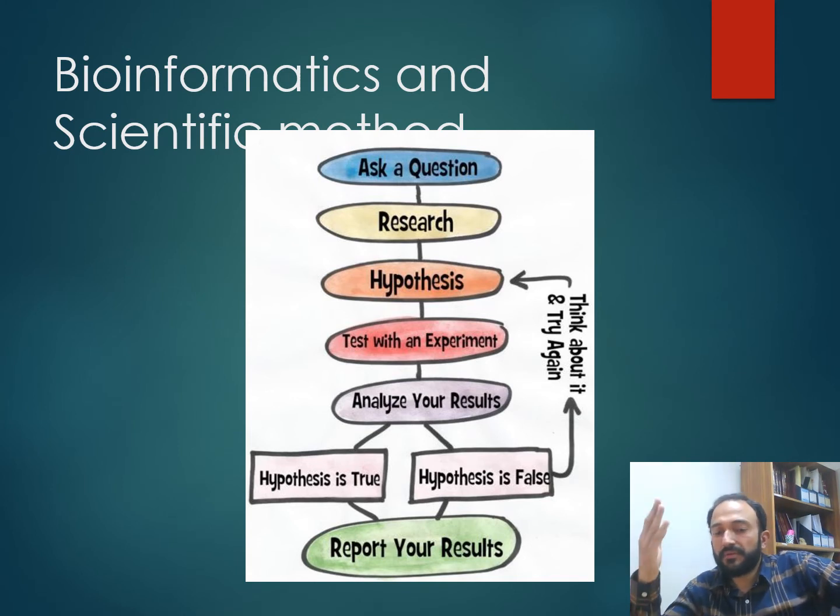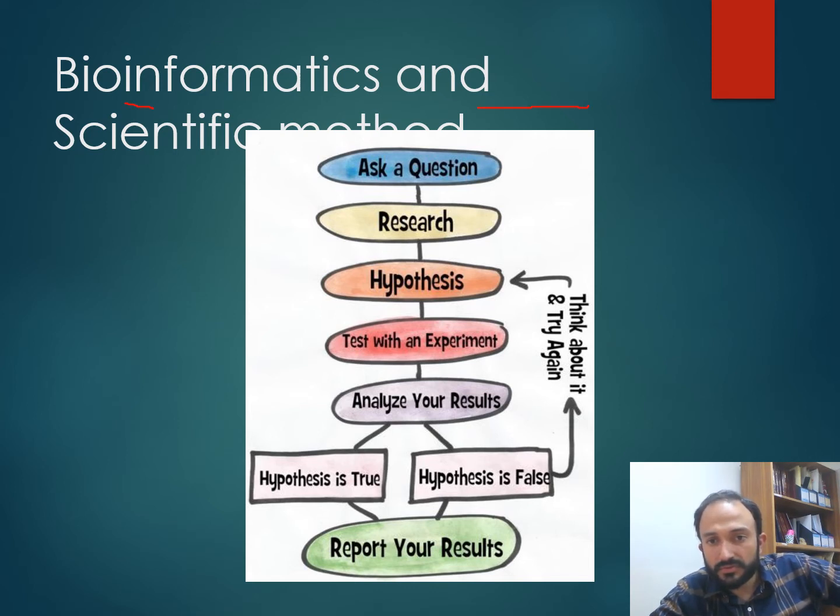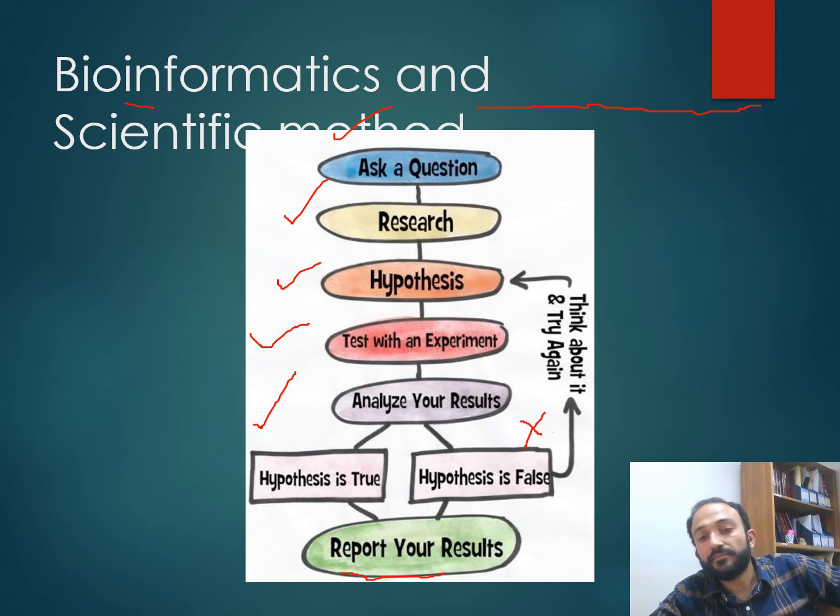So, and if we simplify that concept, that bioinformatics and this scientific method you studied since you are a child, and in that you know that first what you have to do, you have to ask a question, then you have to perform a research, then you generally come up with a hypothesis, then you test that with an experiment, and after that experiment you check whether the hypothesis is true or not true, and then you report the results, right? So this whole process is also followed in bioinformatics.